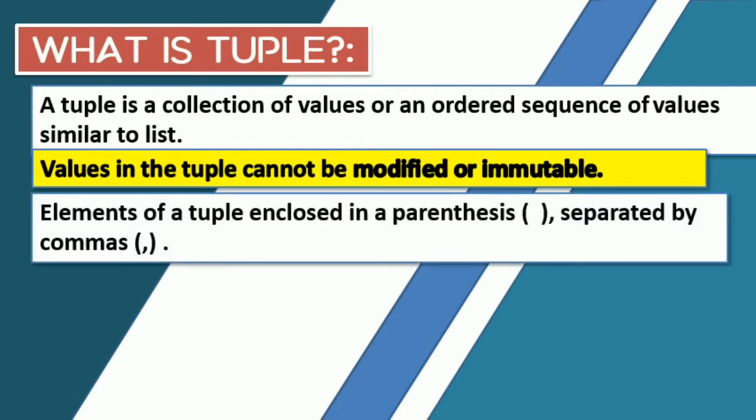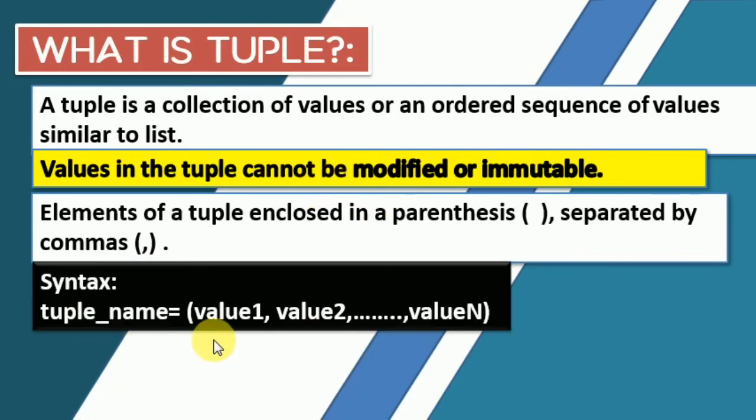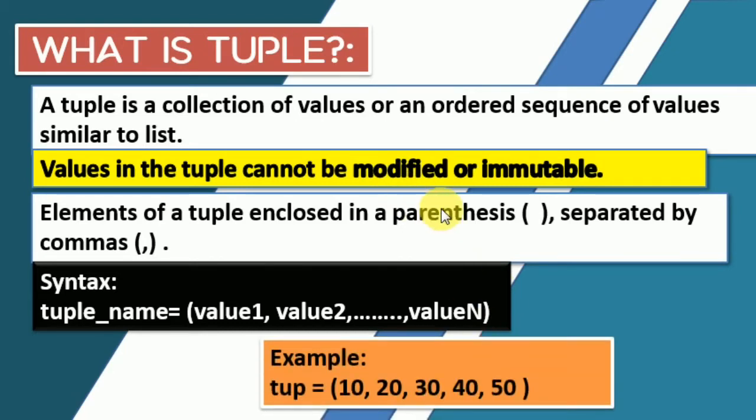Elements in a tuple are enclosed in parentheses and separated by commas. The syntax of a tuple is: tuple name equals to bracket, then value 1, comma, value 2, comma, dot dot dot, value n, and then you have to close the bracket. Example: tup equals to bracket 10, 20, 30, 40, 50. You will see that it is similar to a list, only the brackets are different. This is how we declare a tuple.